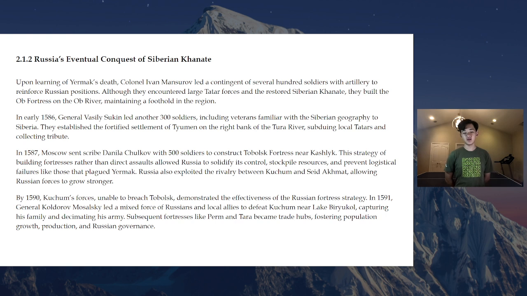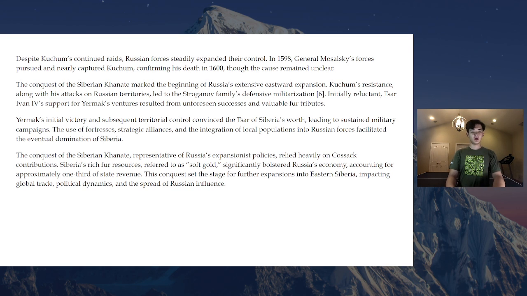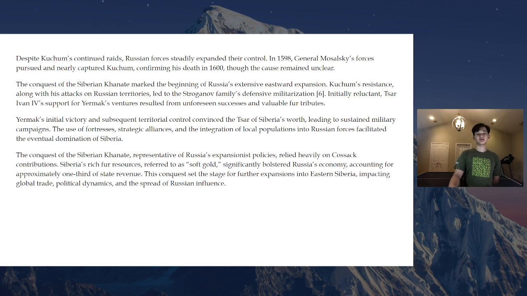Later, they defeated Kuchum near Lake Baikal, and they captured his family and decimated his army. The different fortresses that were built, like Perm and Tata, became trade hubs and fostered population growth, production, and Russian governance. So, despite Kuchum's continued raids, Russian forces steadily expanded their control, and finally they confirmed his death in 1600. The conquest of the Siberian Khanate marked the beginning of Russia's extensive eastward expansion.